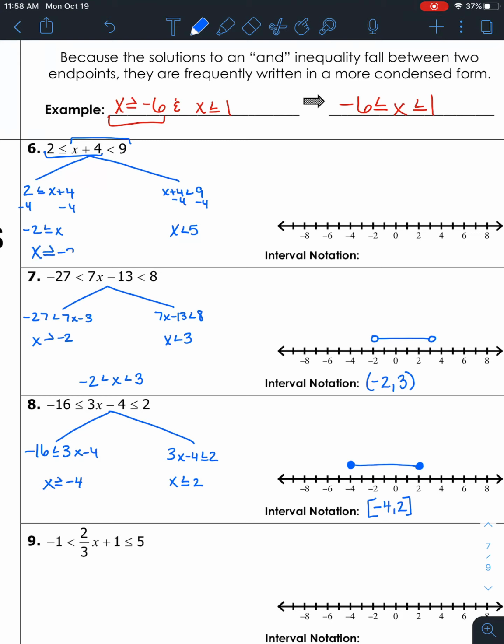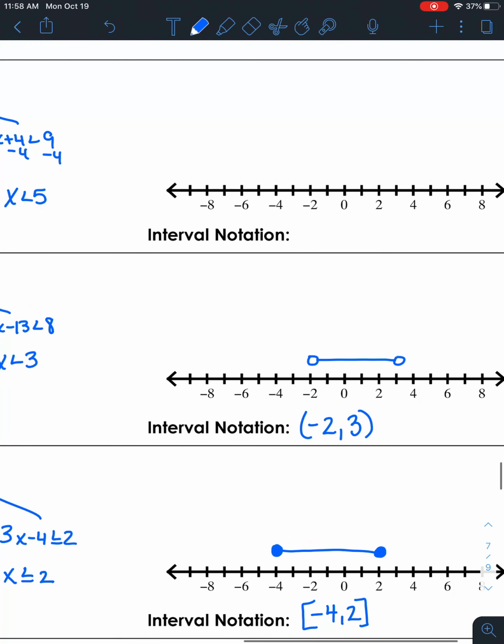So x is greater than or equal to negative 2, and x is less than 5. So we're going to go to negative 2. That's going to be a closed circle. Positive 5 is going to be an open circle. And I'm just going to connect them with a line.